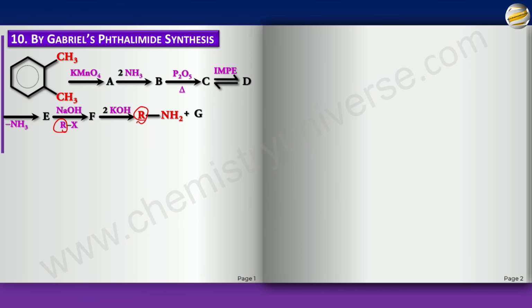So I want you to pause the video now, make all of these compounds to the best of your ability. And once you have done them or perhaps not done them, you play the video back and you will get the answer. And you might wonder, is this entire thing Gabriel phthalimide synthesis? No. Gabriel phthalimide synthesis is only from F onwards. But I just wanted you to get the F first so that you understand what we are dealing with.